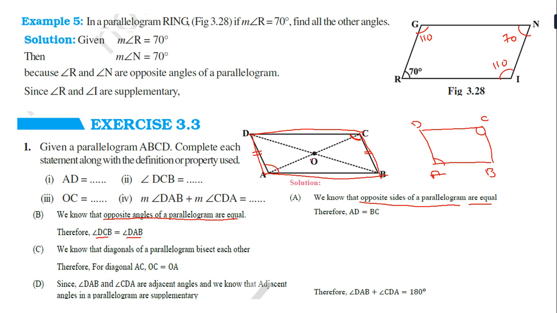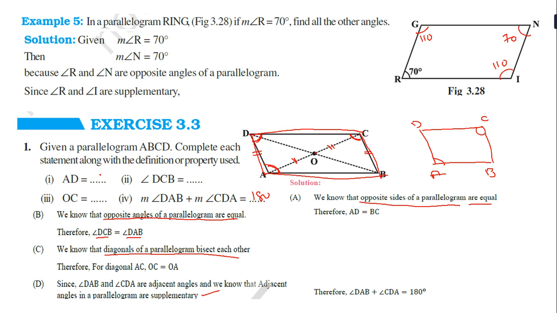OC. OC is part of a diagonal. So the property is that diagonals bisect each other, meaning two equal parts. So OC is equal to OA. Now this, DAB plus CDA. So it is the adjacent angle property, that is supplementary, 180. Adjacent angles are always 180.